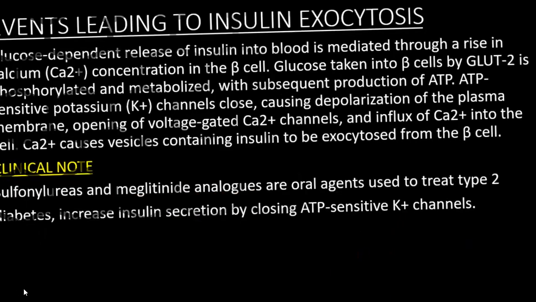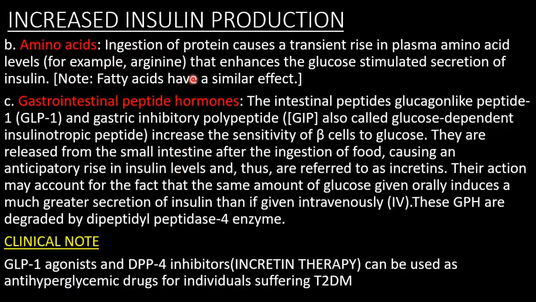Now let's continue. How do amino acids increase insulin secretion? Ingestion of protein causes a transient rise in plasma amino acid levels, such as arginine, that enhances the glucose-stimulated secretion of insulin. Also, fatty acids will have a similar effect. So, increased amino acid levels and increased fatty acids after a meal will cause insulin secretion.